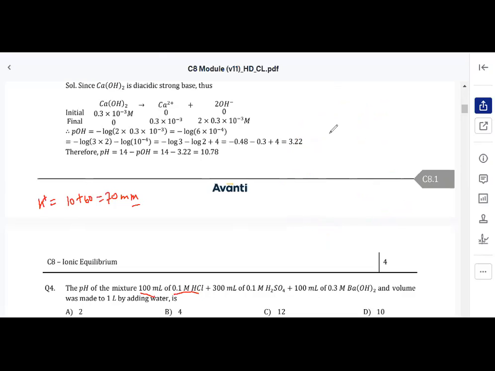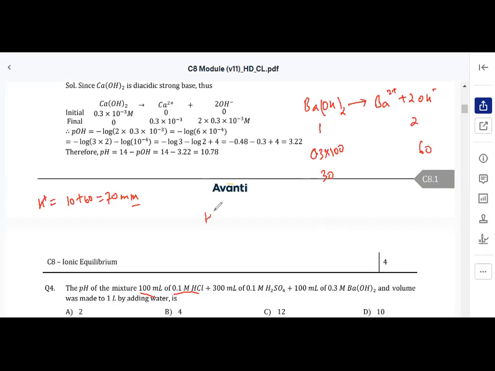In the same way, we have Ba(OH)2. So Ba(OH)2 will give you what? Ba2+ plus 2OH minus. That means 1 mole of Ba(OH)2 gives 2 moles of OH minus. So how many moles? 0.3 into 100, which is 30. So this will be 60. Now 60 millimoles of OH minus is there.